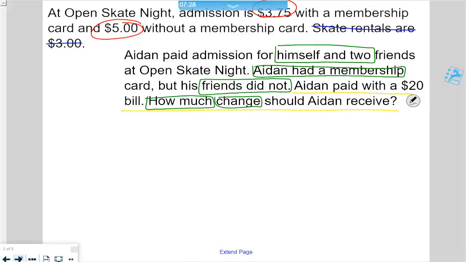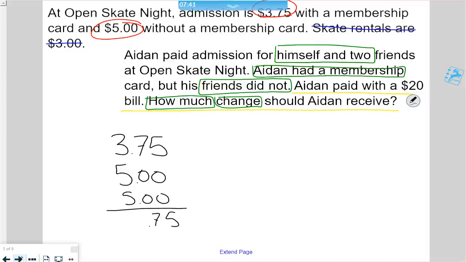So for Aiden, because he has his membership card, it's $3.75. He has 2 friends that have to pay $5 each to get in. I get 5, I get 7, I get 10, 13. So it's going to cost $13.75 for all the boys to get in. Now, it says he paid with a $20 bill.